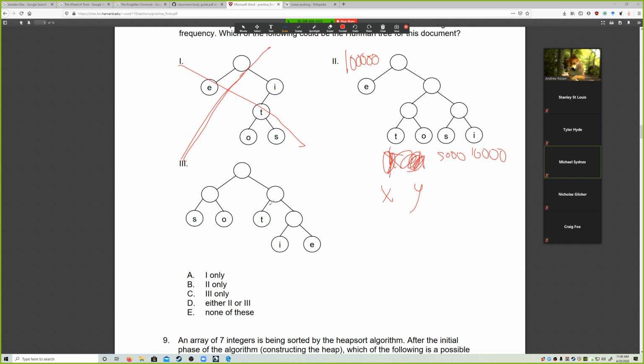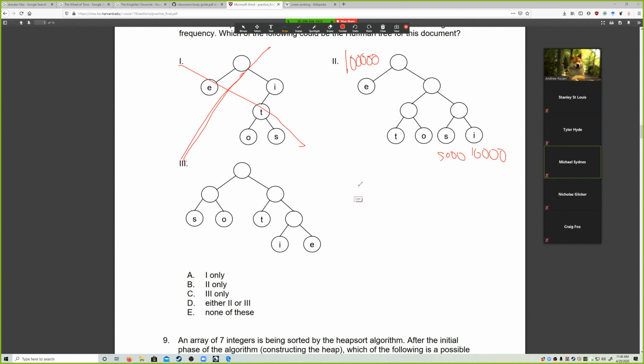Okay. On the other hand, 3: these I and E's are closer to the bottom. But I and E are supposed to be the most frequent, so they should be closer to the top. So that won't work.